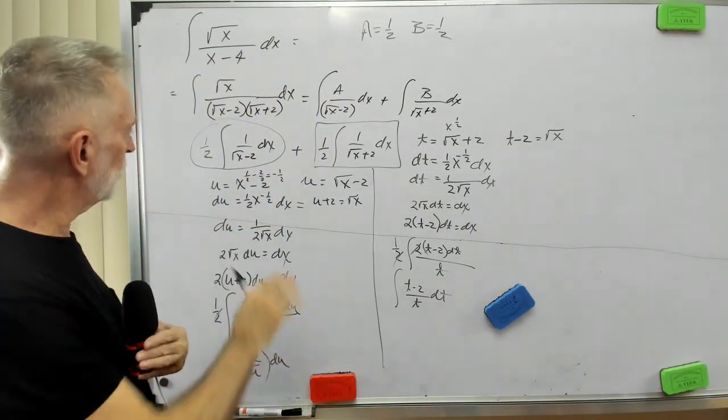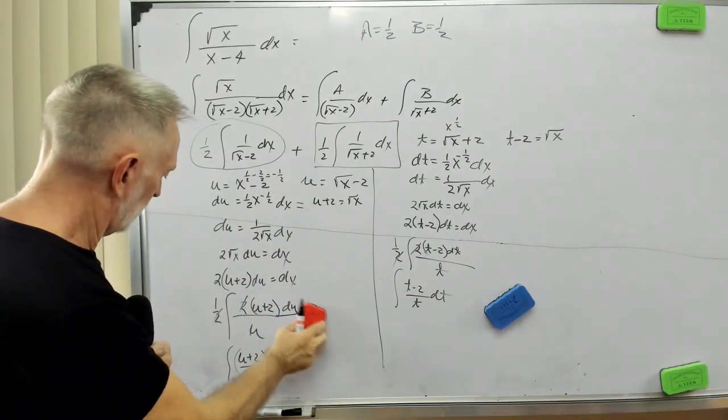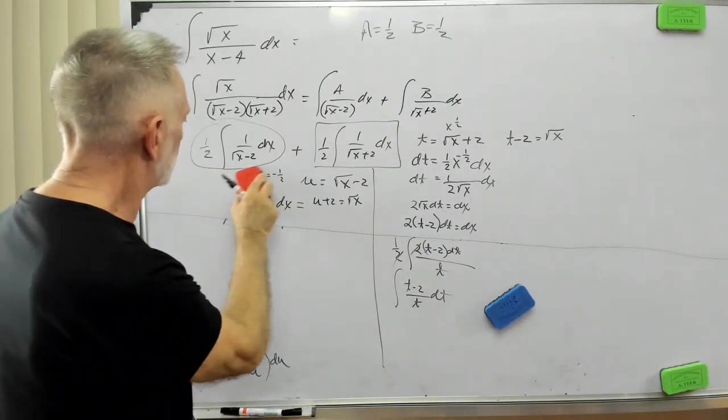Now, I'm going to erase back to this. I'm going to keep this value, but I'm going to erase back up to right here.